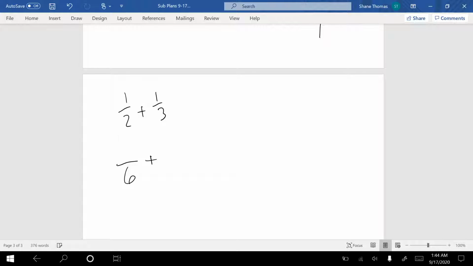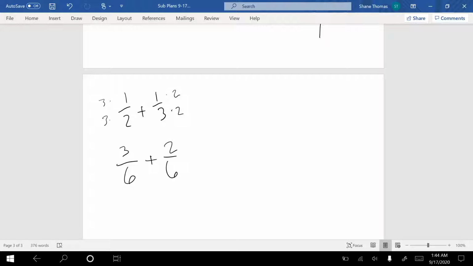So I want to rewrite both of these fractions to have a denominator 6. So if I have a 2 here, I had to multiply that by 3. Do it to the bottom, have to do it to the top as well. So 3 times 1 is going to be 3. Here, I have a 3. I want to make it a 6, so I had to multiply by 2. Do it to the bottom, do it to the top.